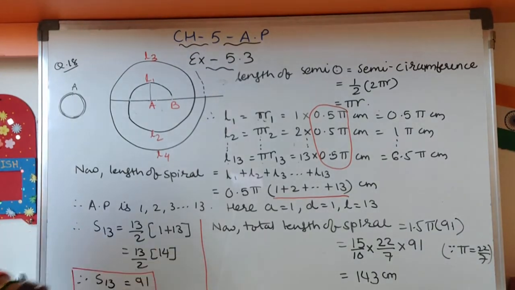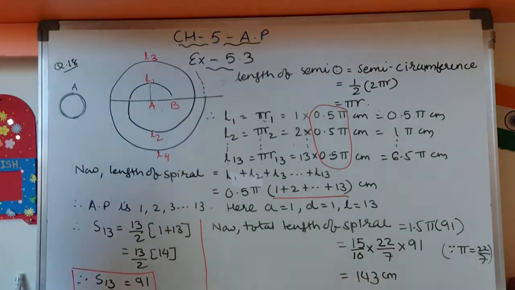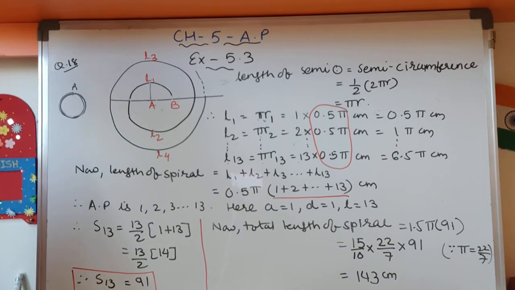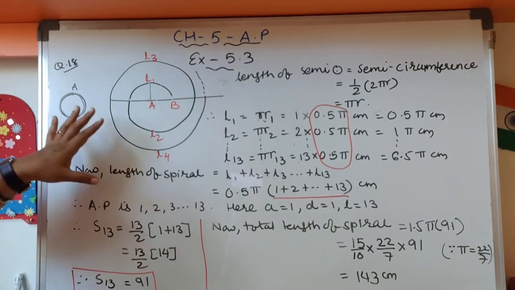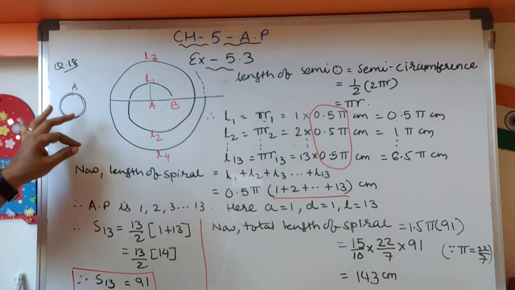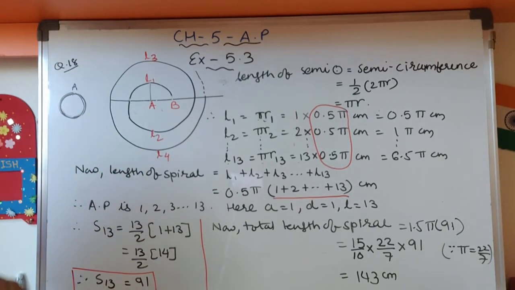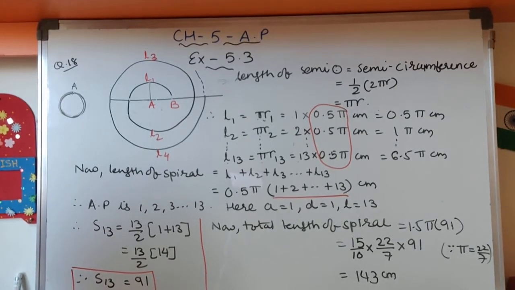Now the total length of the spiral is 0.5 pi into 91, and after calculation, we can say that pi is equal to 22 by 7, and therefore the total length of the spiral is 143. I hope it is quite difficult to understand, but try to understand and do practice at least 2 or 3 times. Okay, let's move to the next.